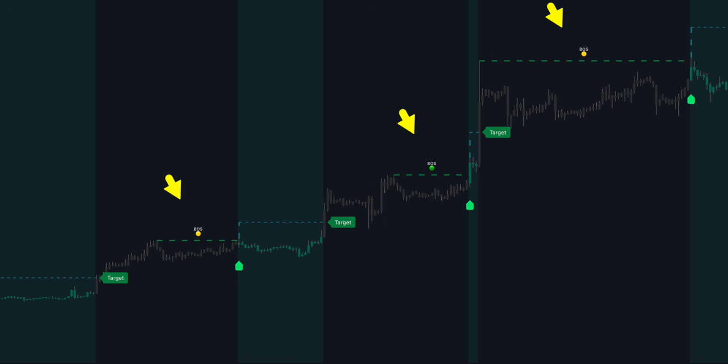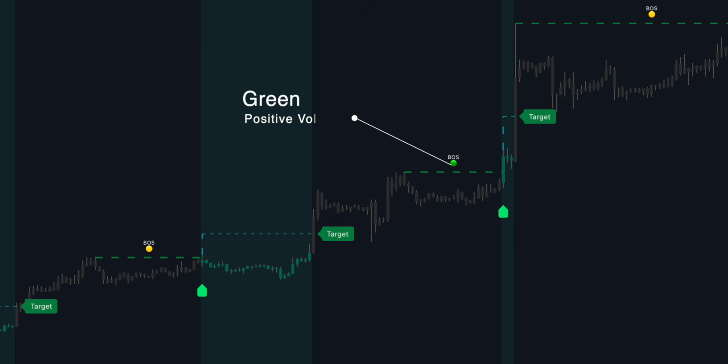On the other hand, a break of structure label is an indication of a continuation trend that has already been established. This type of entry is safer. The indicator also displays market volume when a breakout occurs.